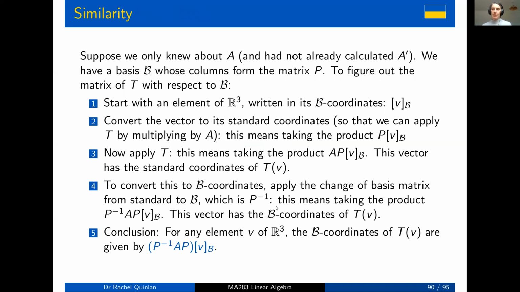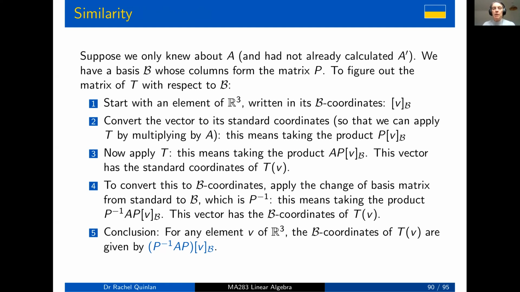Okay, so suppose we were back at the first example and we only knew about A and we hadn't already calculated A dash, but we had a basis B, the one given to us in the first slide, with three elements, B1, B2, B3, and its columns form the matrix P. So to figure out what the matrix of T should look like with respect to that basis, just algebraically, we can do it in a sequence of steps. So I really advise you, when you have a chance to think on this and spend a little bit of time on it, to really reflect on what's going on in this slide and compare it to what went on in the example.